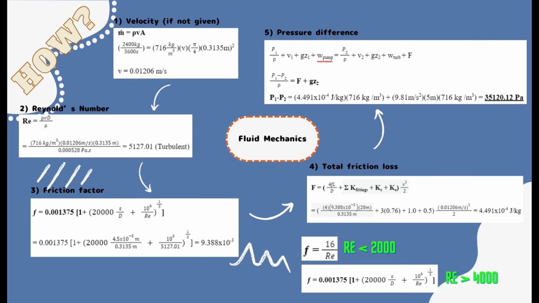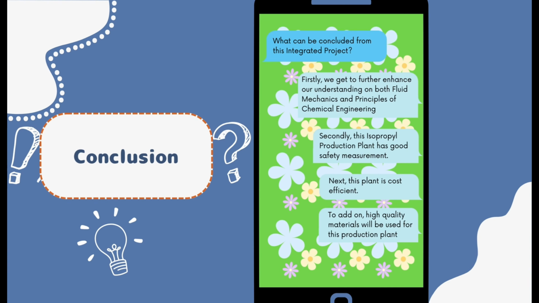We can simplify this equation. V can be cancelled due to the same type and diameter across the pipe. The Z or the height can be cancelled if there are no elevations present. The pump and turbine both can be cancelled if they are not involved in the pipeline, and that's how you get the pressure drop. What can be concluded from this integrated project?